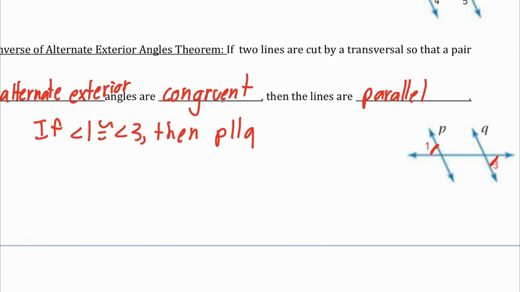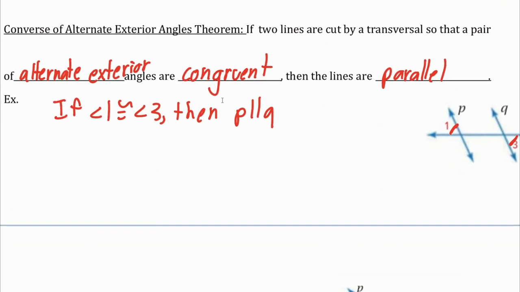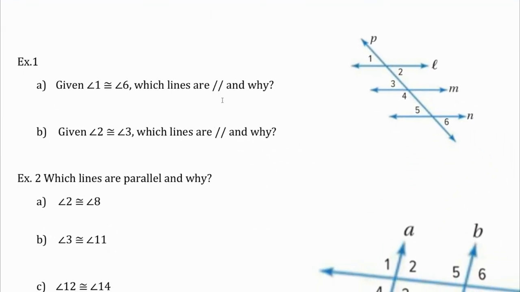Alrighty, let's do some practice with it. In this image, we're given that angle 1 is congruent to angle 6. And we want to be able to say what two lines are parallel and why. We see here that P is our transversal, so that can't be our parallel line. It should touch both of them in order for it to be a transversal. One of our lines is line L, and the other line here is line N.